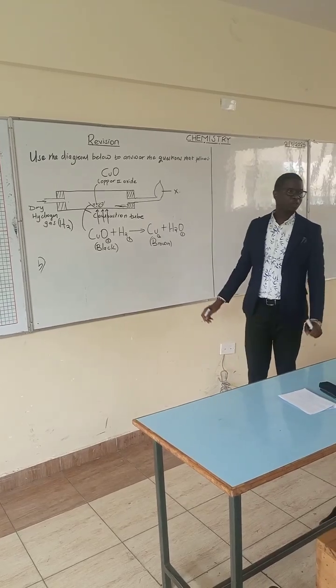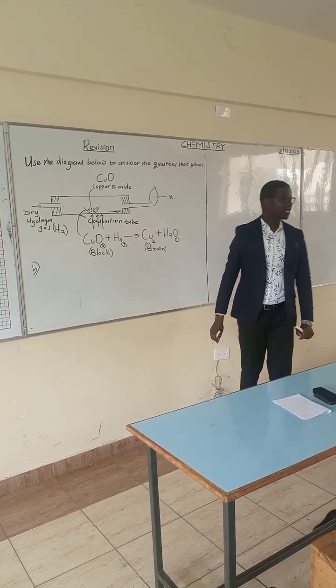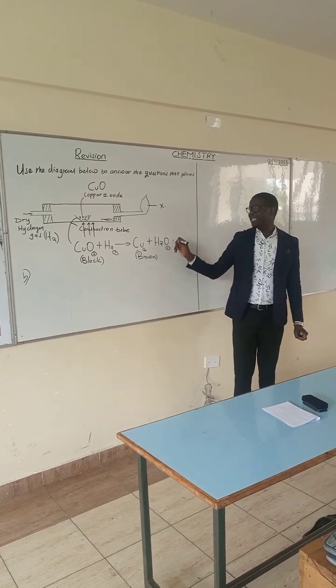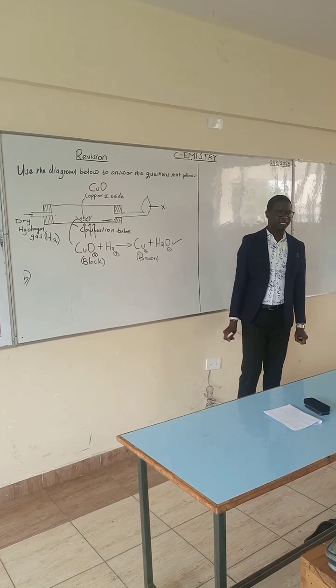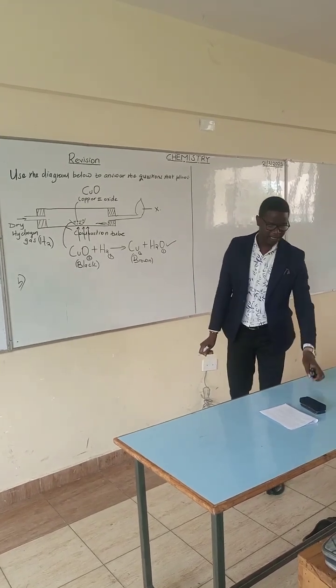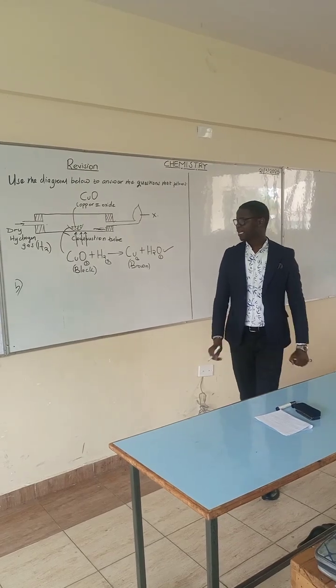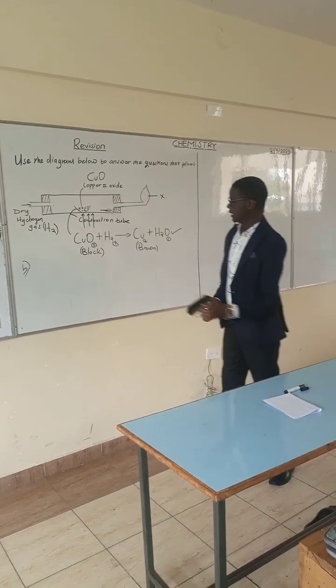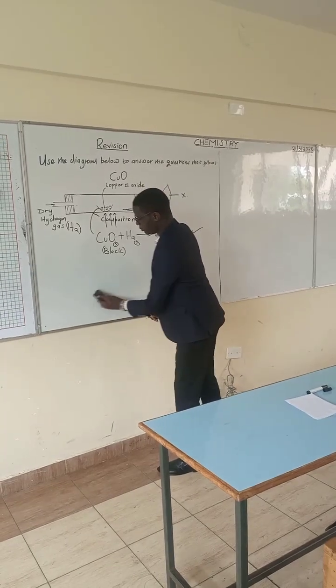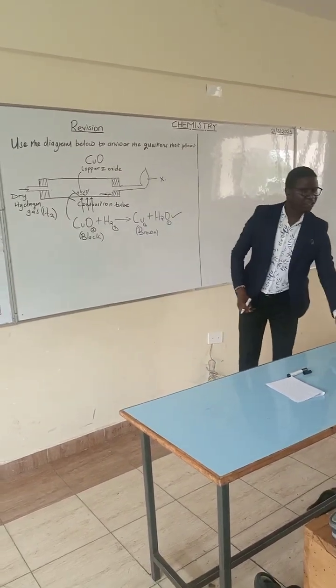Then the chemical equation, you already have it, right? Yes. Are you able to see the chemical equation, boys? Yes, here it is. So just copy it. That's the chemical equation which is taking place in the combustion tube. Alright, boys, part C of the question.